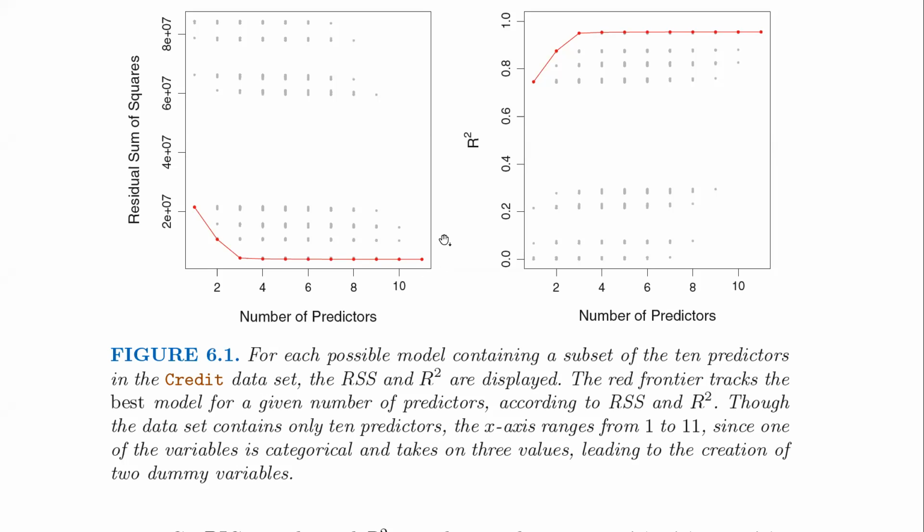Notice that for the model with 11 predictor variables, there are no other models over here. There's just the model with 11, of course, because it's using all of them.